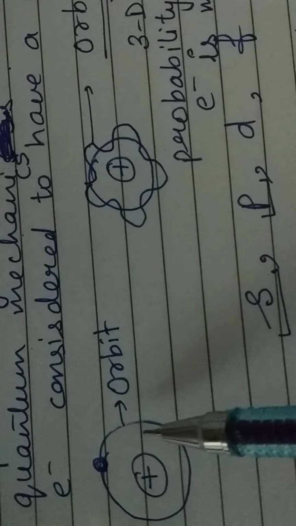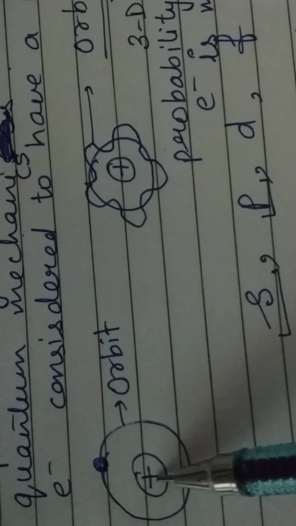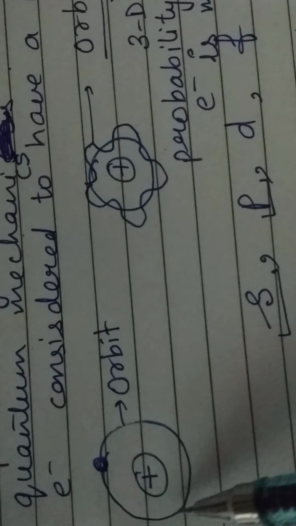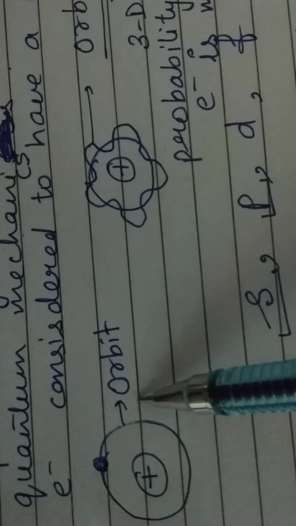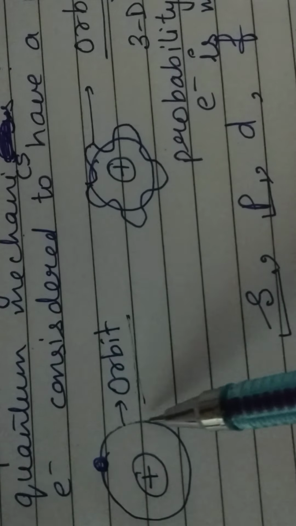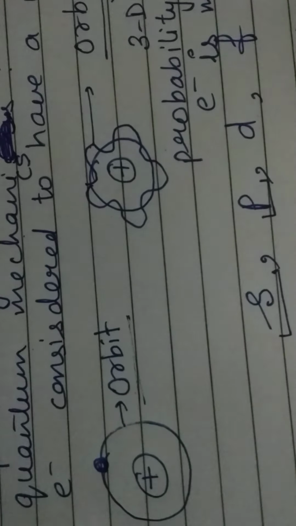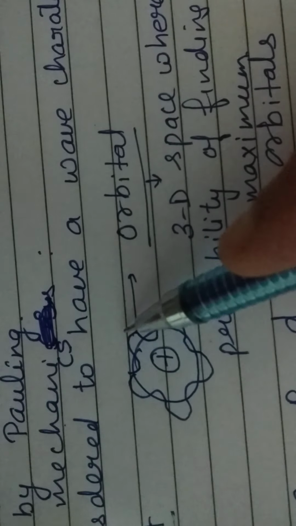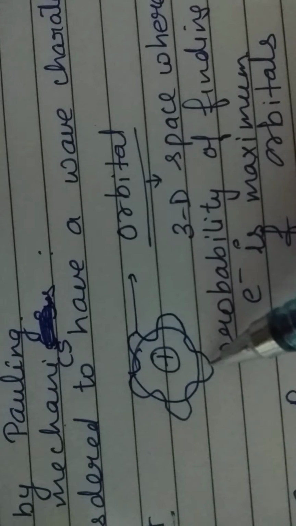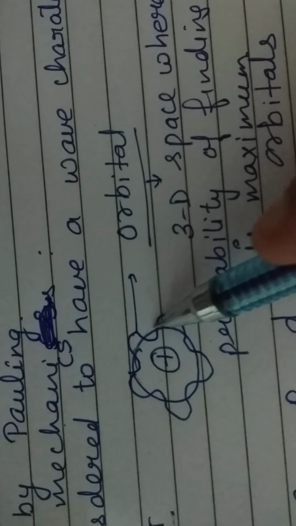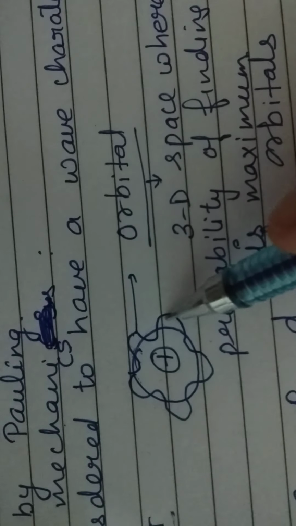Now as in Bohr's atomic model, you remember that the nucleus is present in the center and electrons revolve around the nucleus in a well-defined path. That path is called an orbit. Now the electron can be found on this line. But if the electron has a wave-like character, it means that the electron will move in this way. So we cannot say that on this line it will be found. It can be anywhere in this region.